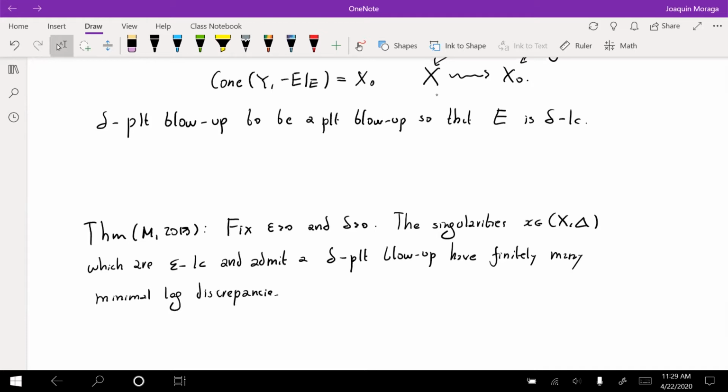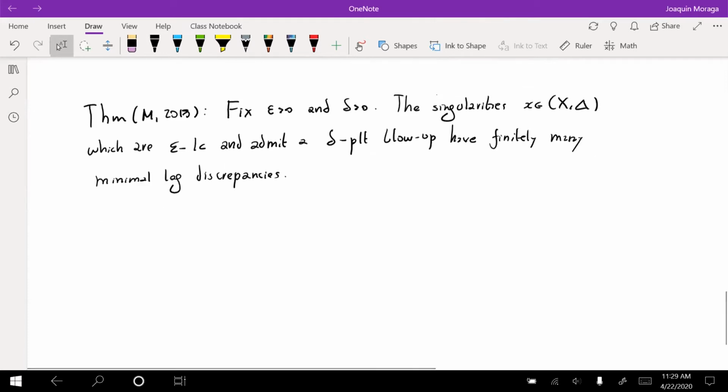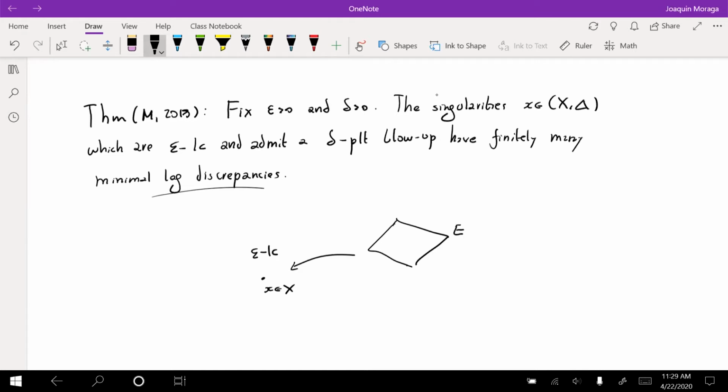So essentially, what I'm saying is that we have this invariant called the log discrepancy. If you can control it in the singularity, so this is epsilon log canonical, and furthermore, you can do some extraction and control this invariant in the exception, so this is delta log canonical, and epsilon is away from 0, and delta is away from 0, then you can only take finitely many values of minimal log discrepancy.